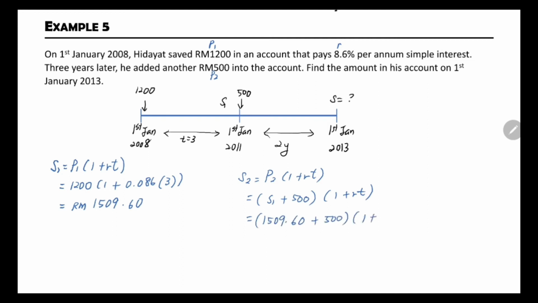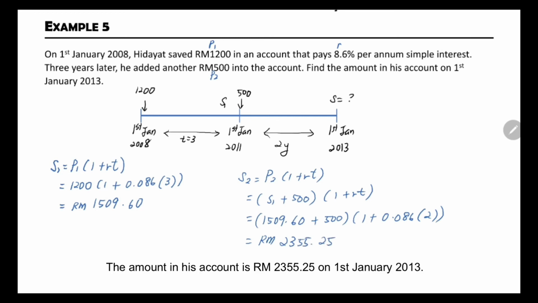1 plus R is 0.086. T is 2 years. This total will be 2,355 ringgit 25 cent. So this is the final amount in his account on 1st January of 2013.